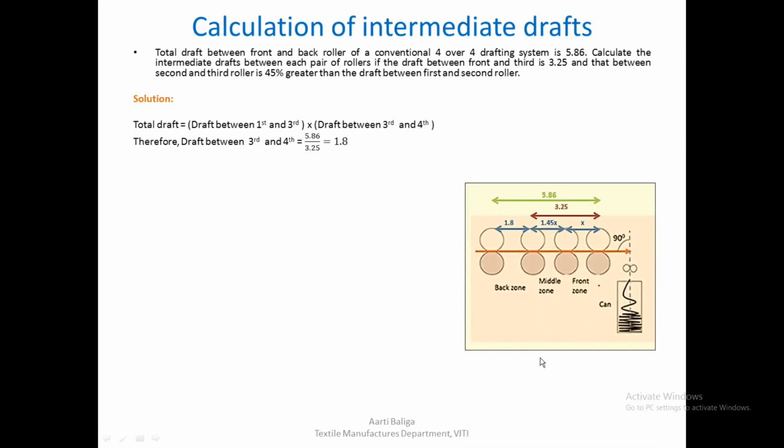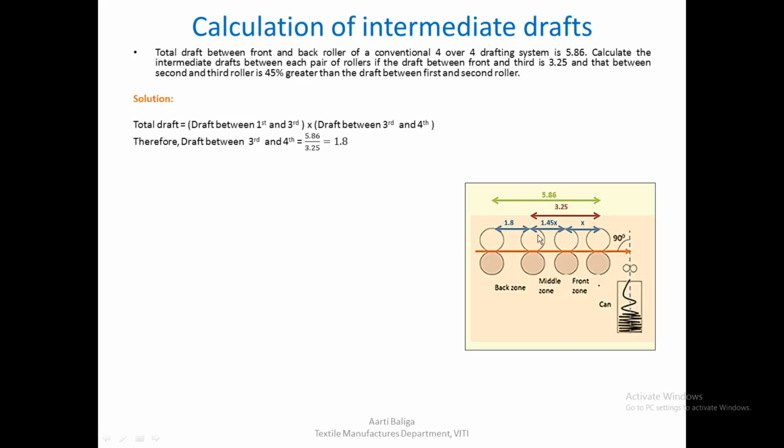Now coming to the explanation using this sketch here, we have a 4/4 drafting system, and we know that the total draft is 5.86, so I mark it from front to the fourth. Then we have been given the draft between front and third as 3.25, which I have marked here. And we also calculated 1.8 as the draft between third and fourth by dividing this by this, so I get the remaining intermediate draft here.